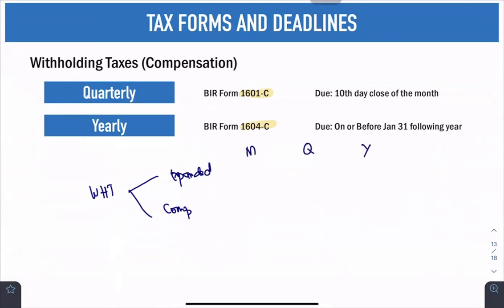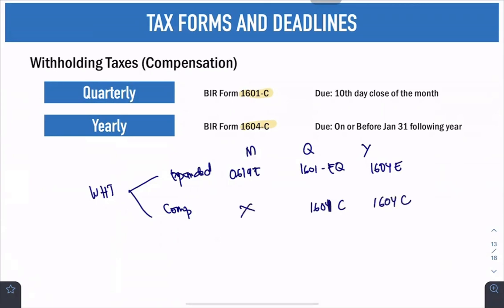For monthly, for expanded, we have 0619E. For quarterly, we have 1601EQ. For yearly, we have here your 1604E. For compensation, we have here 1601C and then 1604C. Okay, there's no monthly for withholding tax. Okay, that's for your withholding tax.